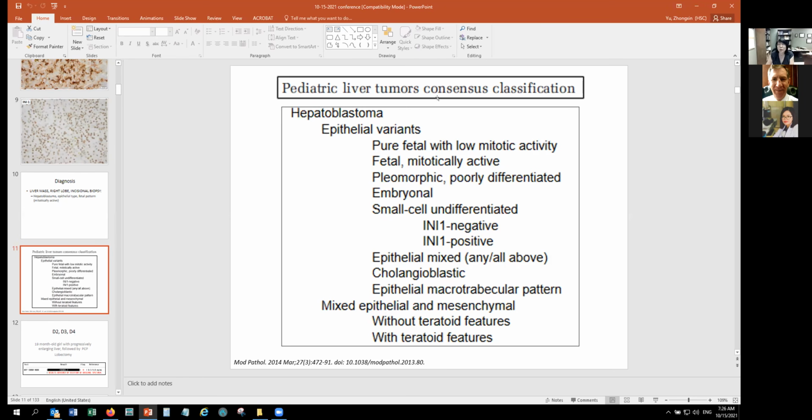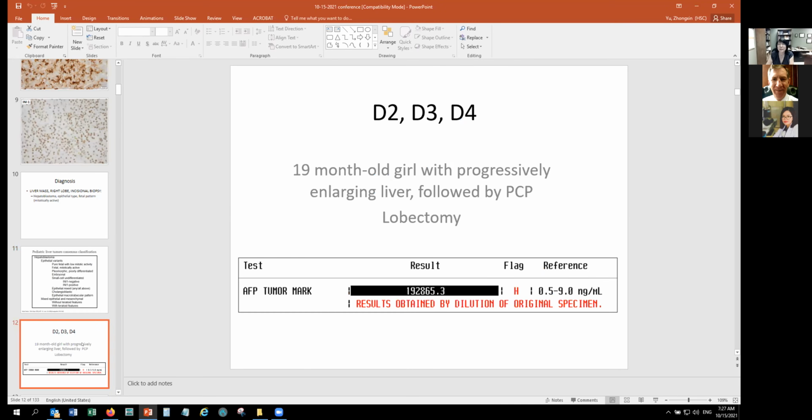Of all those patterns, small cell undifferentiated and epithelial macrotrabecular pattern usually have worse prognosis compared to others. Otherwise, the prognosis is similar. For the mixed epithelial and mesenchymal type, the mesenchymal component is most of the time osteoid or bone differentiation. With this, you can also have teratoid features or no teratoid features. So that's just a summary about hepatoblastoma. With this information, we can look at our next case.